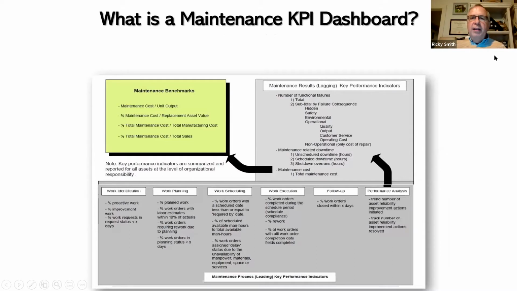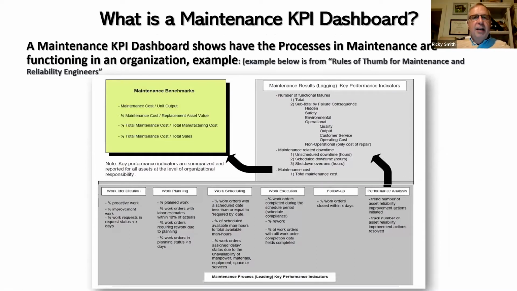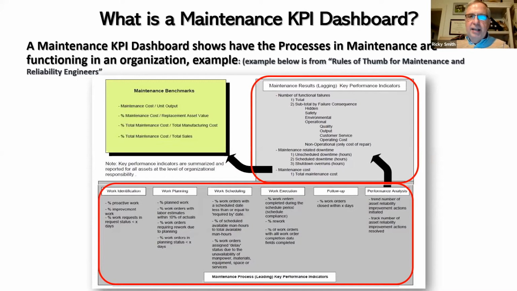So what is a maintenance KPI dashboard? A maintenance KPI dashboard shows how the processes in maintenance are functioning in an organization. An example below is from the Rules of Thumb for Maintenance and Reliability Engineers. We have leading indicators that come from work identification, work planning, work scheduling, work execution, follow-up, and performance analysis. All of these impact the lagging indicator.